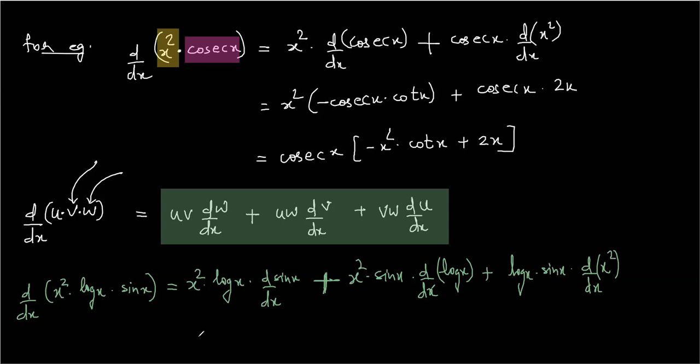So what do you have this as equal to, students? That's it. You have x square log of x into cos x, since d by dx of sine x is cos x, plus x square sine of x into 1 over x, plus log of x into sine of x into 2x. Here one x will cancel. This is 1 upon x. So in x square, one x can cancel. And this is the final answer.